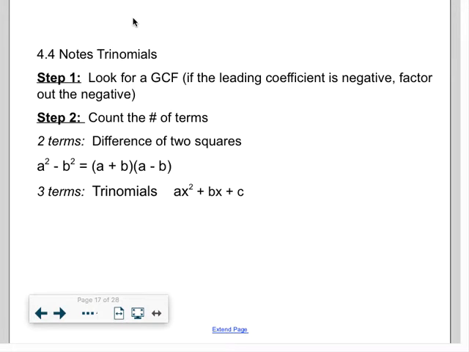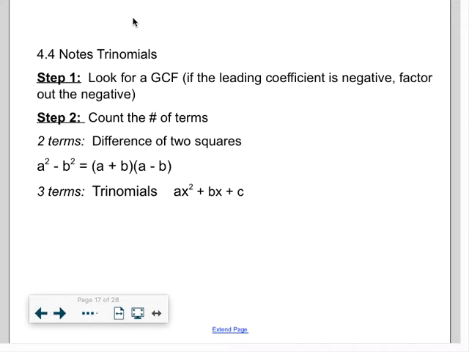All right, so again, step one, look for the GCF. If the leading coefficient is negative, you'll factor out the negative. Step two, count the number of terms. If there's two terms, we did a difference of 2 squares: A squared minus B squared factors into A plus B times A minus B. Well, we do 3 terms, and that's what we're going to do today.